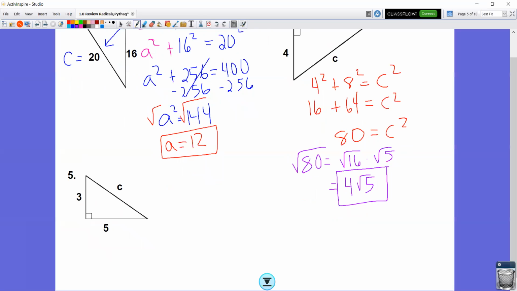All right, number 5. Again, we're looking for the hypotenuse. So you can go ahead and set up your equation. 3 squared plus 5 squared equals c squared. 9, oh my goodness gracious, plus 25 equals c squared. 9 plus 25 is 34 equals c squared.